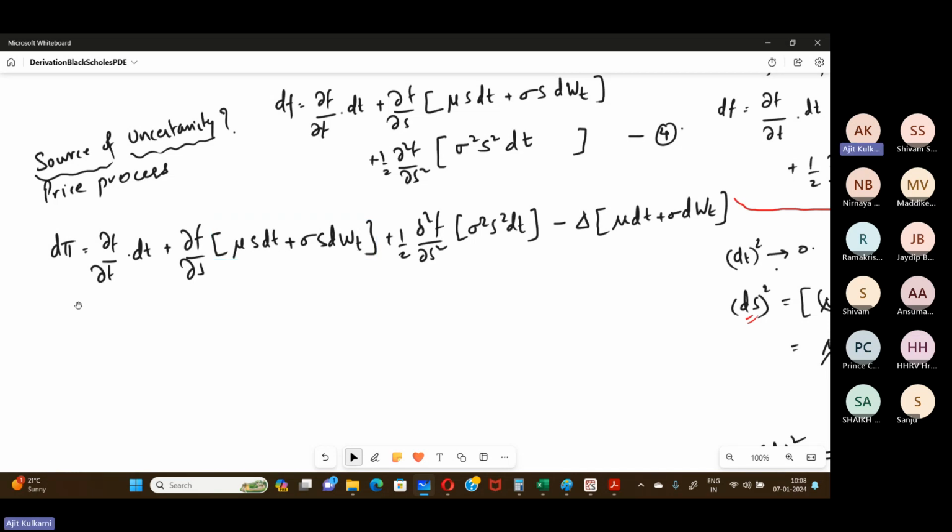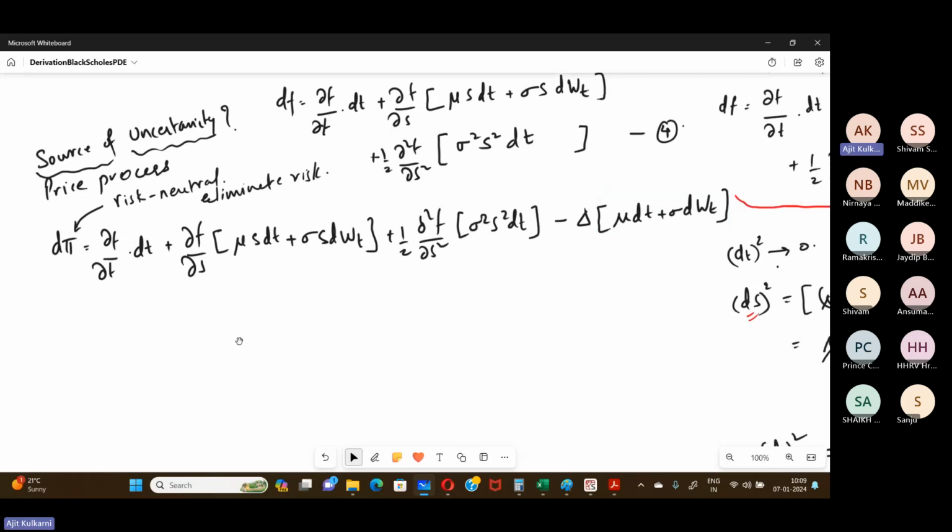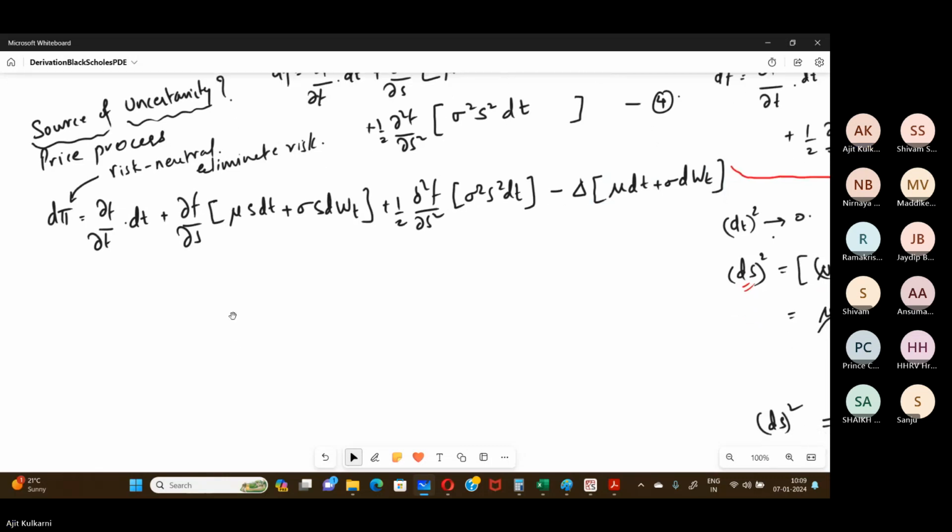So how do I make this portfolio risk free, or popularly called risk neutral? How do I eliminate risk from that portfolio? Sir, by removing dWt terms. Correct. So whatever is the coefficient of dWt, if you set it to 0, then this portfolio becomes risk free, correct? Now let us do that.